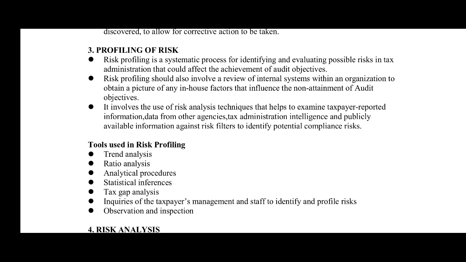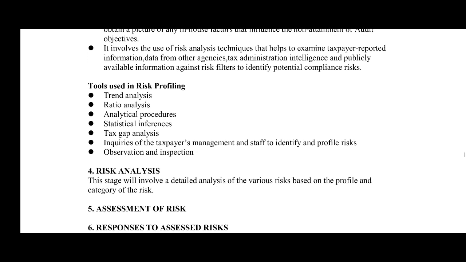So, risk profiling should also involve a review of the internal systems within an organization to obtain a picture of any in-house factors that influence the non-attainment of audit objectives. So, it mostly involves the use of risk analysis techniques that help to examine taxpayer reported information, data from other agencies, tax administration intelligence, and publicly available information against what we call risk filters to identify potential compliance risk of the taxpayer.